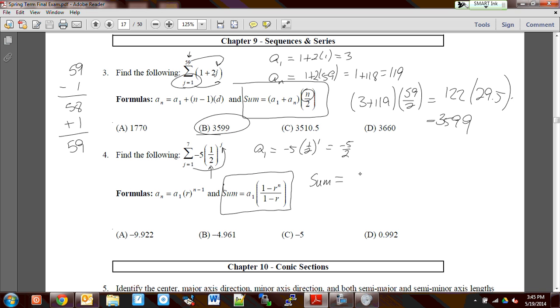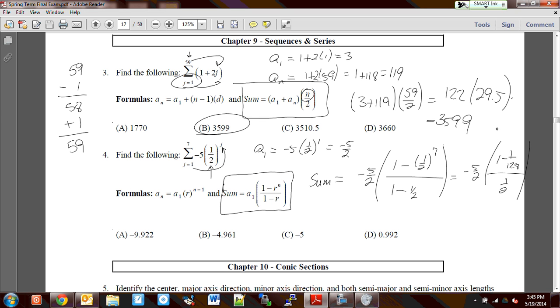So the sum is going to equal negative 5/2 times 1 minus 1/2 raised to the 7th, because remember, if this is 1, you just take the top number for n, over 1 minus 1/2. 1/2 raised to the 7th is 1 over 128. So this is going to be negative 5/2 times 1 minus 1 over 128 over 1/2, because that's 1 minus 1/2.